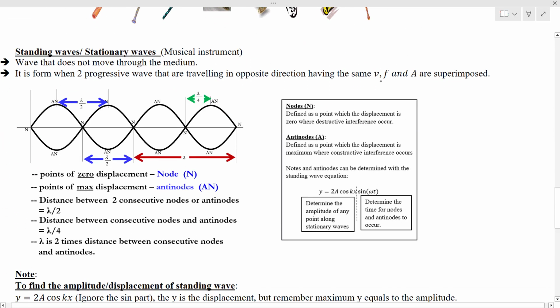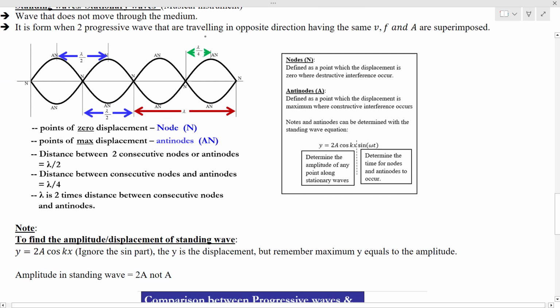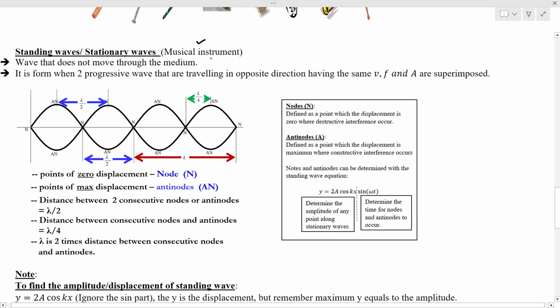Okay, so standing wave ataupun stationary wave, kita banyak tengok kat dalam musical instrument. Apakah dia? Dia wave that does not move through the medium. Okay, it is formed bila dua progressive wave are travelling in the opposite direction, tapi dia wajib ada tiga benda ini. Itu apa? Same velocity, same frequency, and same amplitude are superimposed. So, kalau diorang tak sama velocity, frequency and amplitude, apa berlaku? You takkan dapat stationary wave yang perfect lah.